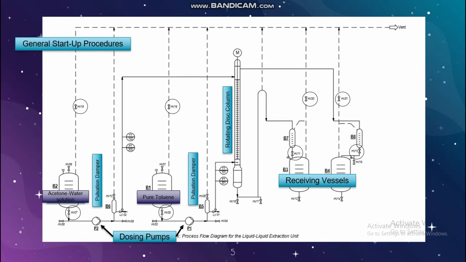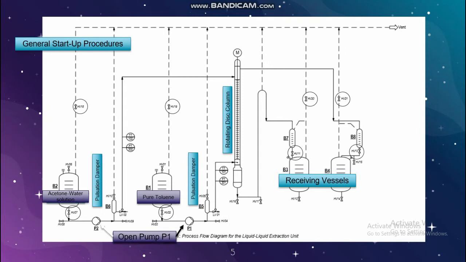6. Switch on the pump P2. Allow the acetone-water solution heavy phase to enter the column and fill to a level of about 100 cm above the solvent inlet. Then stop the pump P2. 7. Switch on the pump P1.